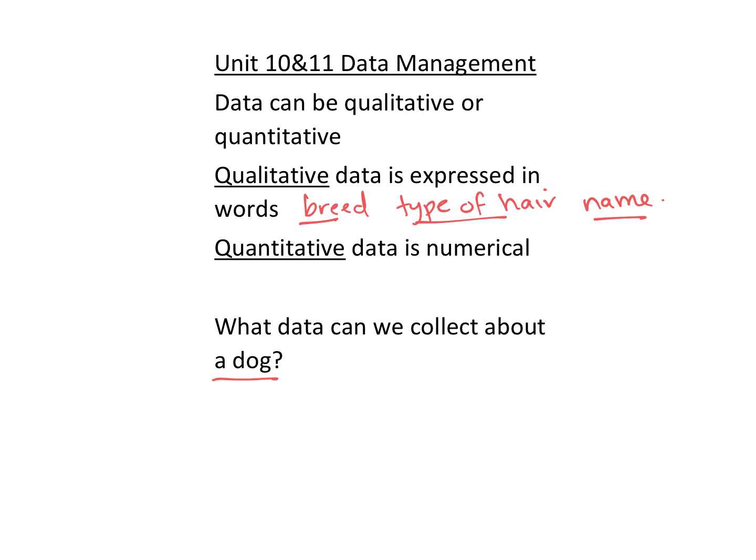Quantitative data is numerical. So I might look at the age of the dog. I might look at the weight of the dog. I might look at the height of the dog. So those are all data that I collect that I can express using a number.